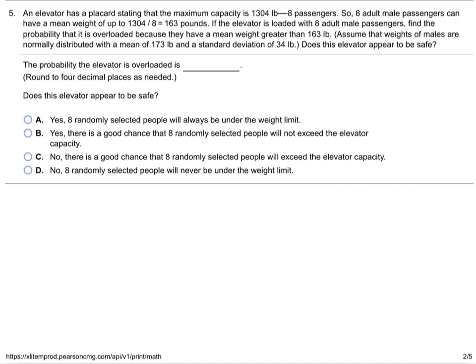We're okay, all right. Elevator has a placard, maximum capacity, 1,204 pounds, 8 passengers, 8 adult male, and so on, 163. Probably the elevator is overloaded. Probably the elevator is overloaded. Like Mai says, there's a lot of means in there. That is the battle, to straighten all those out.